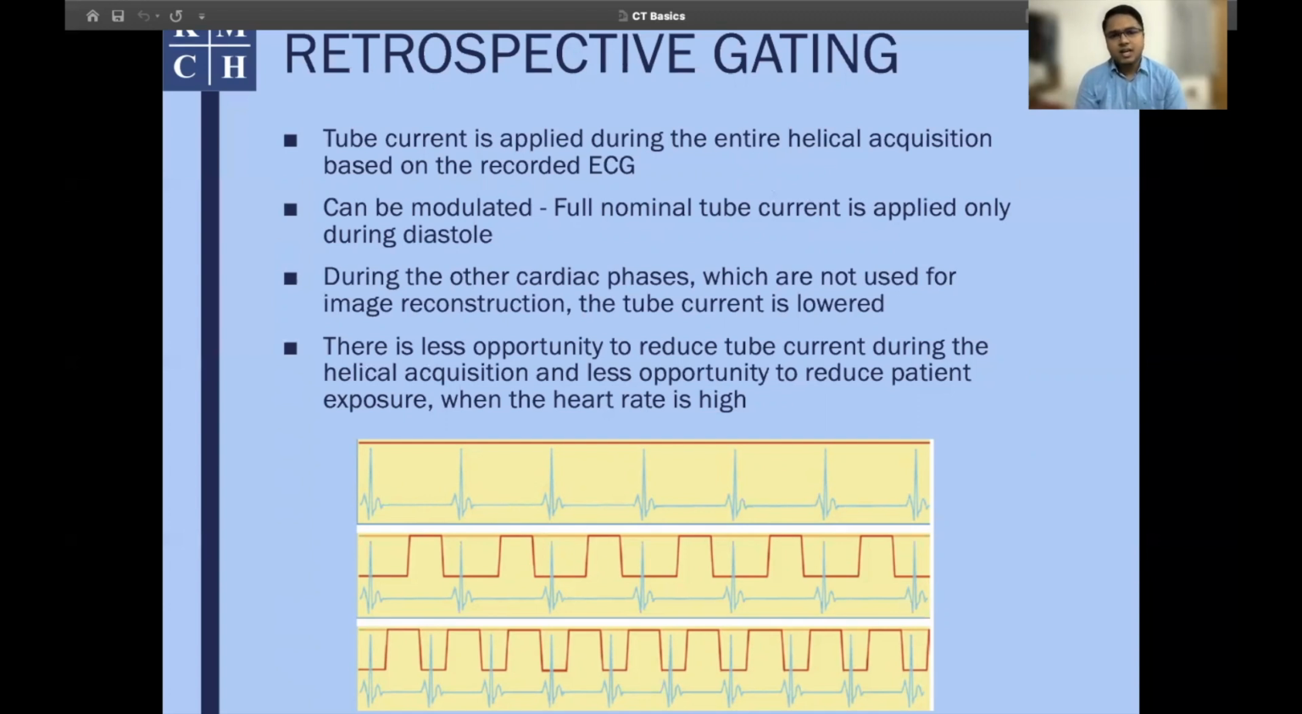And when the heart rate is very high, as you can see here, so this is a type of modulated retrospective gating where you give maximum current in diastole and reduce the current during systole. But when the heart rate increases, you are forced to include both the systole and diastole to get good quality images. So the scope for reducing the current during the cardiac cycle also reduces.